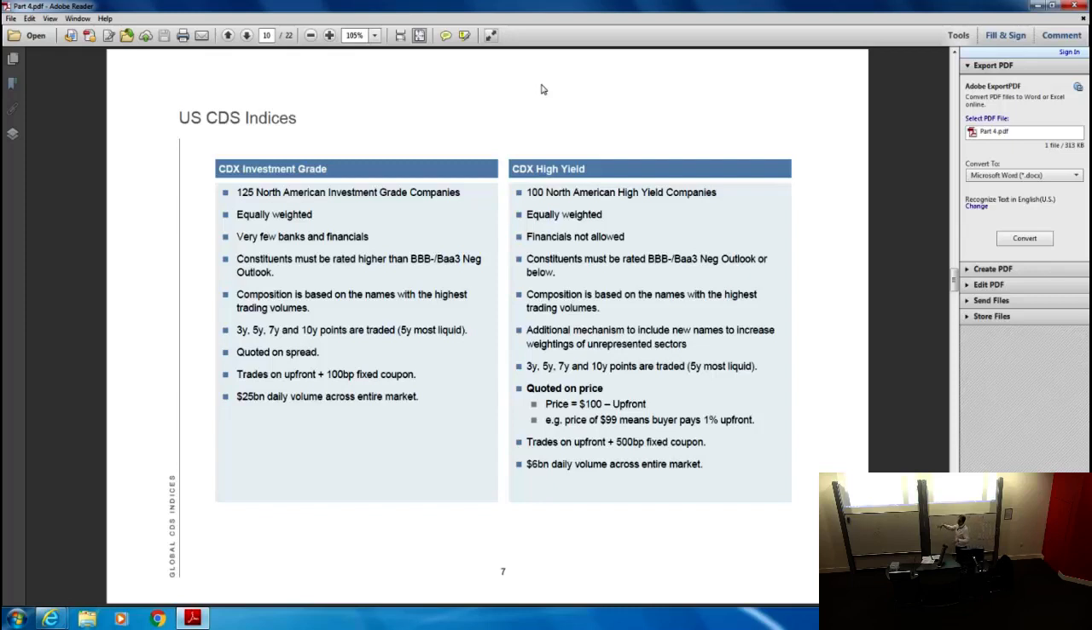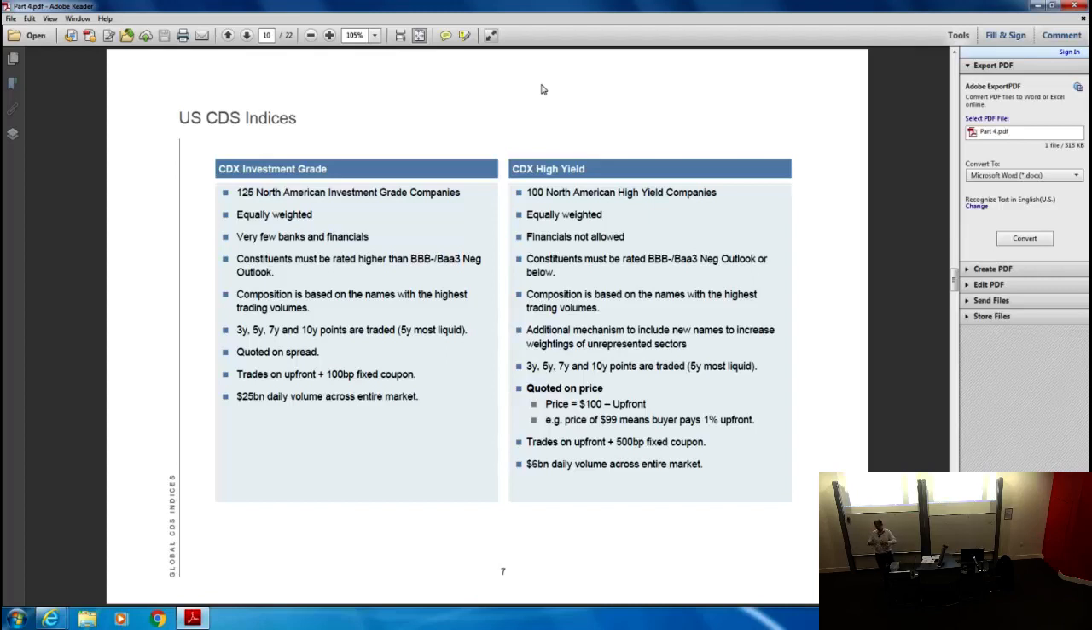The other thing that's slightly different between the two indices is that the CDX IG tends to have far fewer banks in the index. The reason for that was when these indices started trading, many of the dealers themselves were banks, and people felt that incorporating the dealers into the index itself would be doubling up the risk.